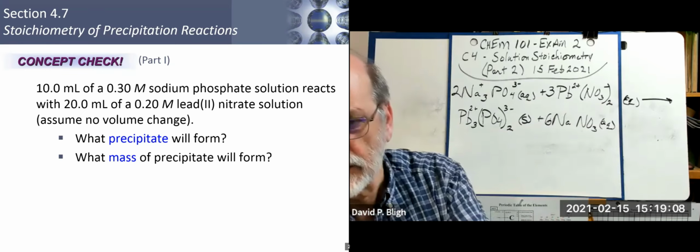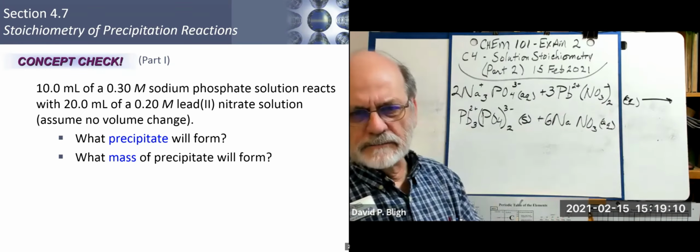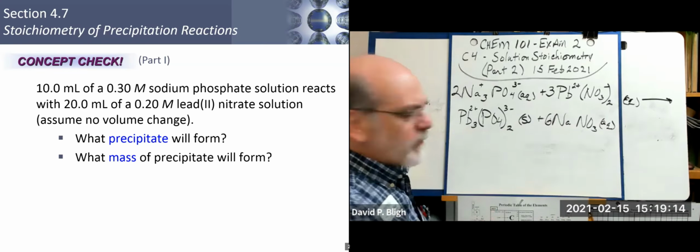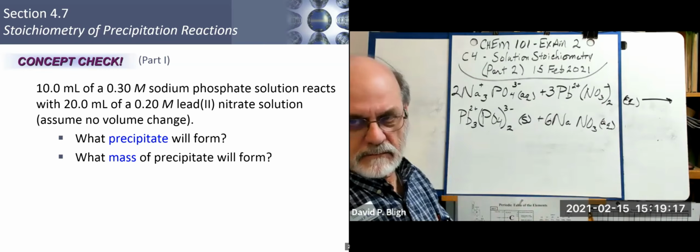All right, we'll do part of it anyway. What mass of precipitate will form? Okay, I'm going to have to rewrite this so I can do the stoichiometry.